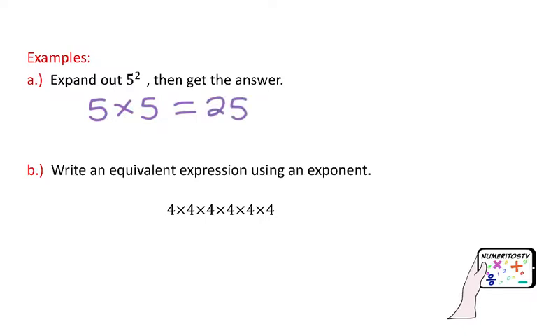In the next example, we want to write an equivalent expression using an exponent. So 4 is being multiplied several times. Let's see how many. 1, 2, 3, 4, 5, 6. So 6 will be our exponent. 4 will be our base. So 4 to the power of 6 will be our equivalent expression.